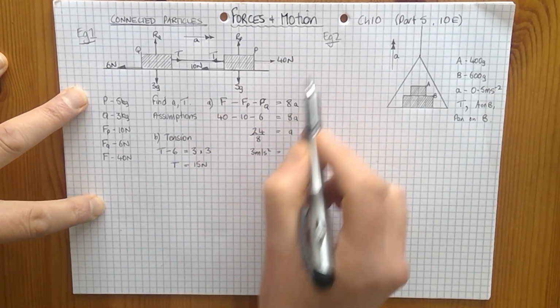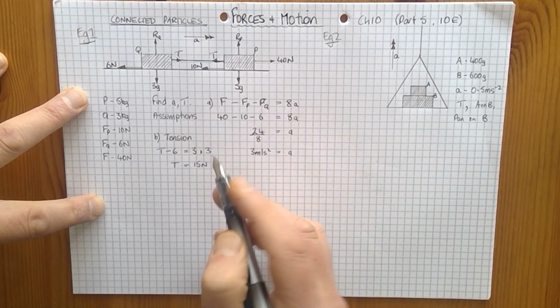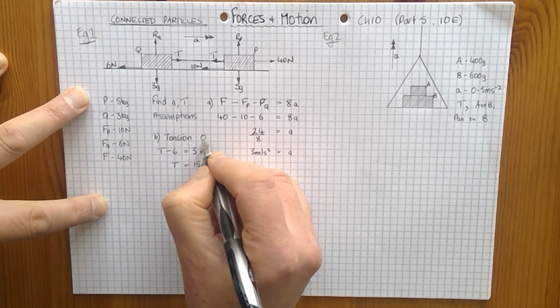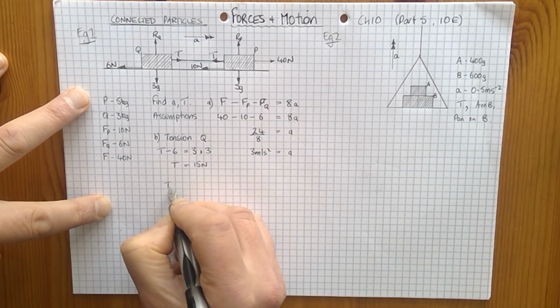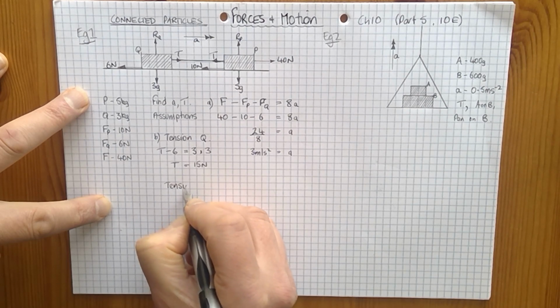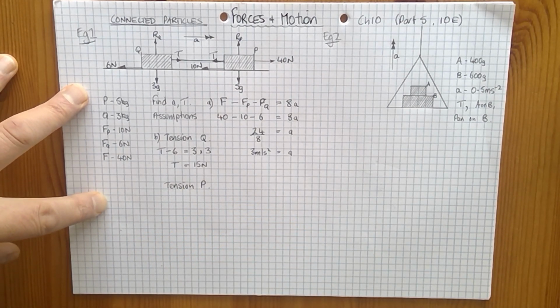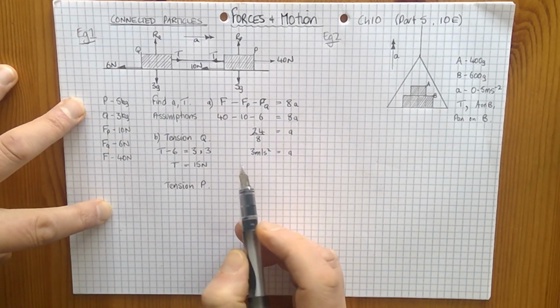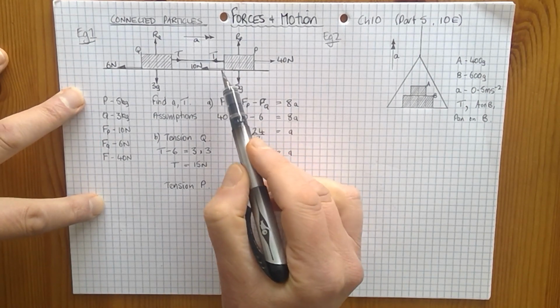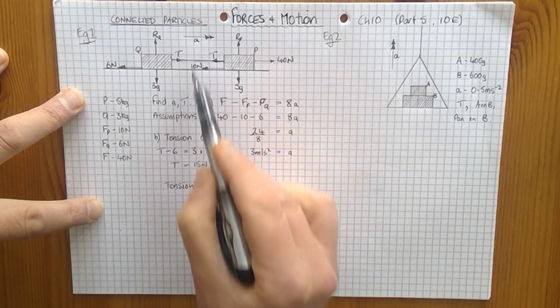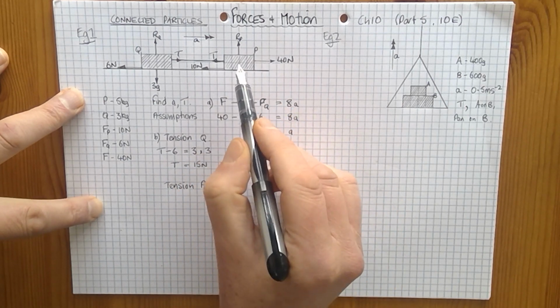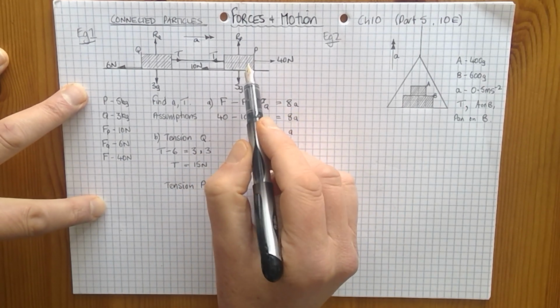Now we should get the same answer if I consider this one. So this is considering Q. Let's just do it to check, and by way of practice, the tension that's slowing P down. Okay, so let's consider what's happening to this particle. Let's consider the forces. We're going to do F equals ma.